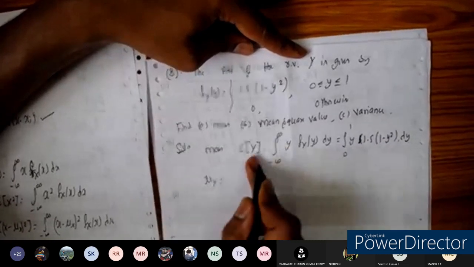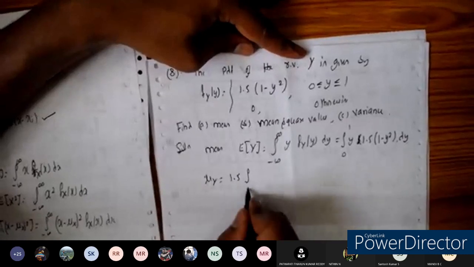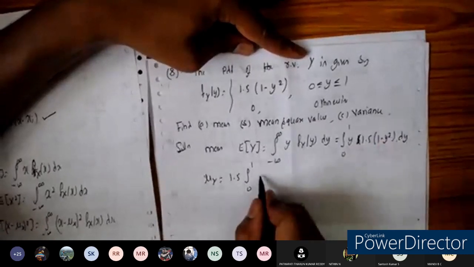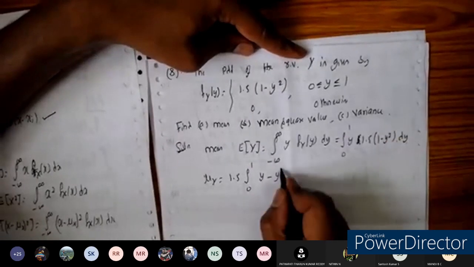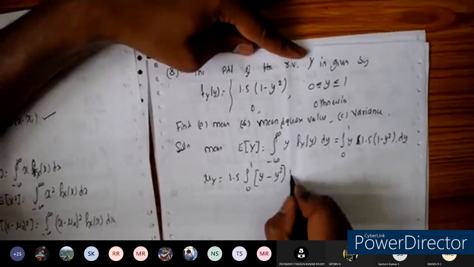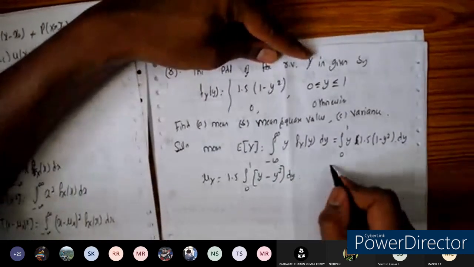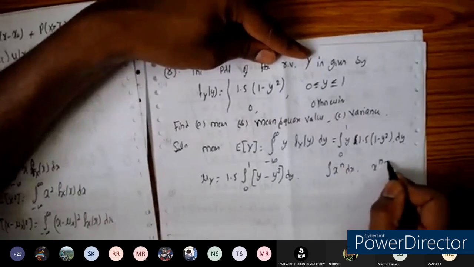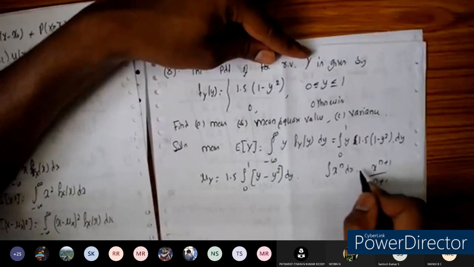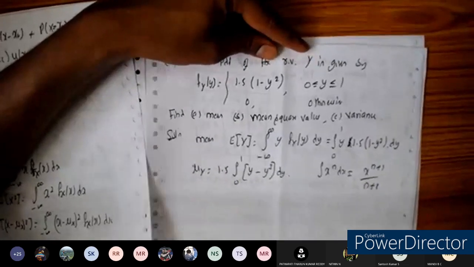So the expected value of y is μy also. So 1.5 times the integral from 0 to 1. y into 1 is just y, minus y squared into y, which becomes y cubed, dy. So you know the integration of x to the power of n dx is x to the power of n plus 1 divided by n plus 1. You know this one. So by keeping this formula in your mind, you can integrate this.